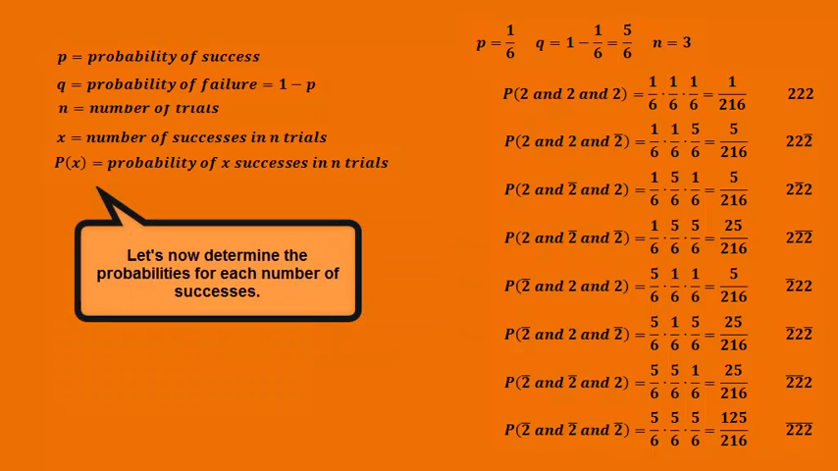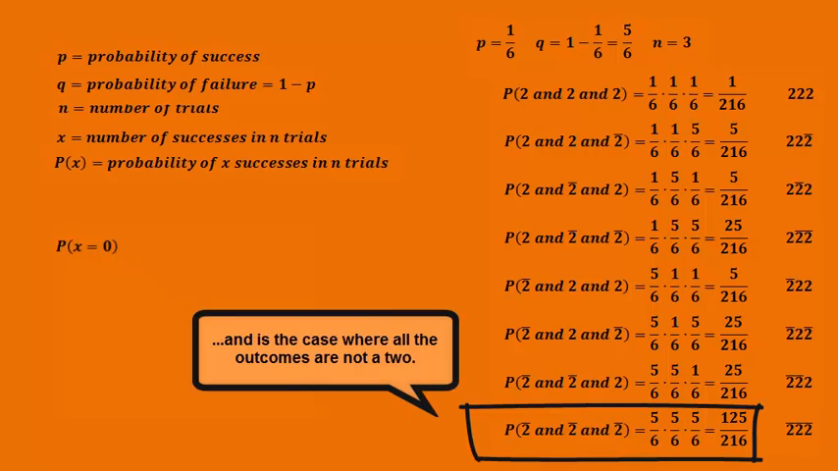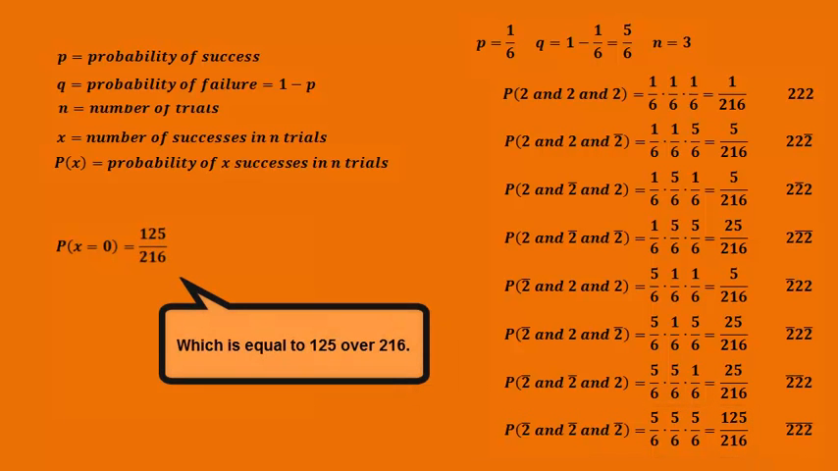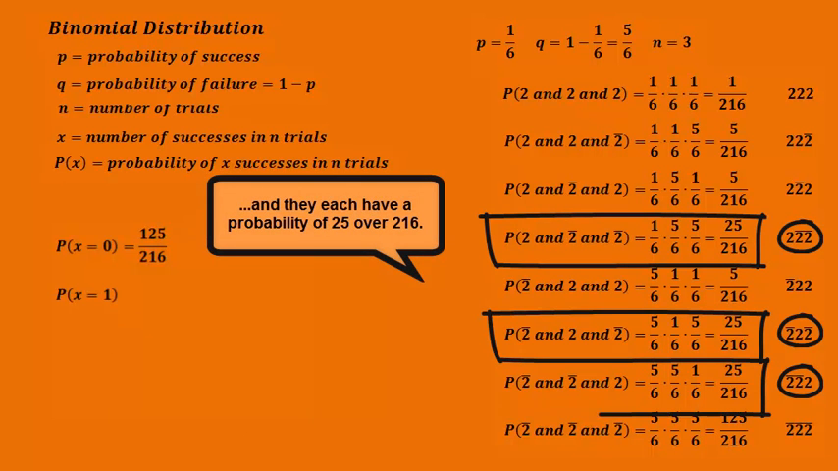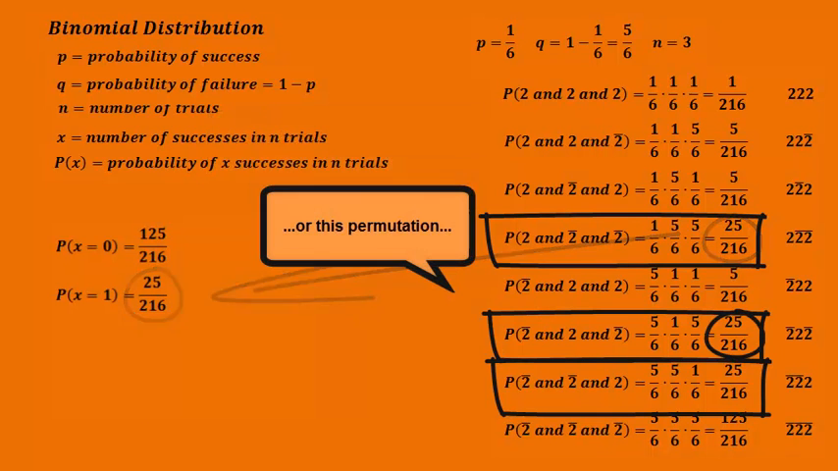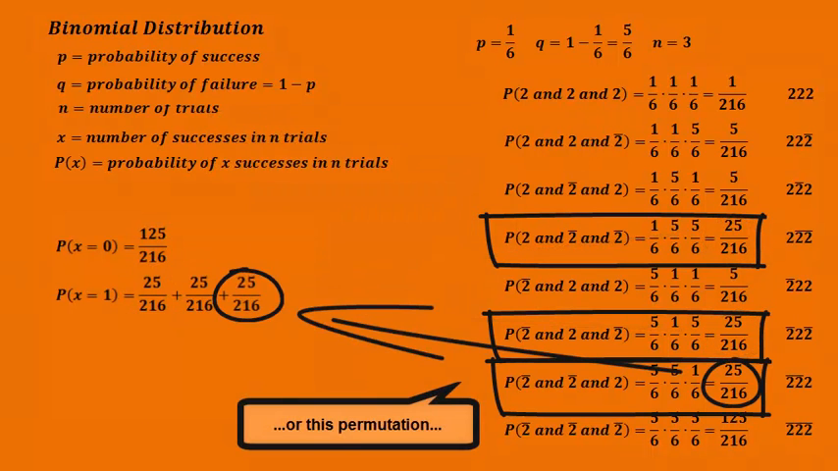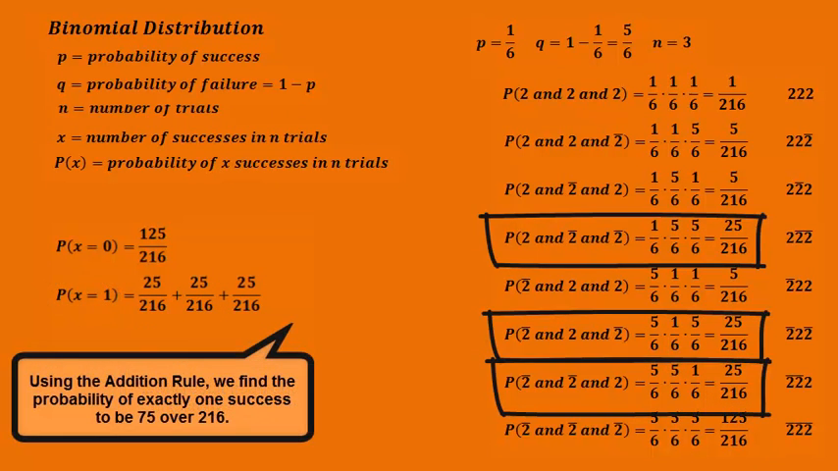Let's now determine the probabilities for each number of successes. There is only one permutation where we get 0 successes, and this is the case where all the outcomes are not a 2, which is equal to 125/216. There are 3 permutations where we have exactly one success, and they each have a probability of 25/216. Therefore, this permutation, or this permutation, or this permutation will result in an outcome of exactly one success. Using the addition rule, we find the probability of exactly one success to be 75/216.